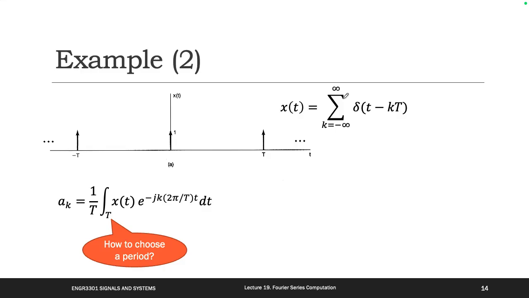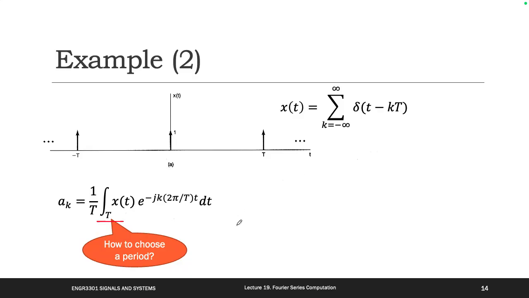And firstly, we should calculate a_0, am I right? And then no matter whether you calculate a_k or a_0, how to choose a period? What's the period for this signal? T, am I right? Yeah, the period is T. So how can you choose the period for the integration? What's the lower boundary and the upper boundary? 0 to T, am I right?